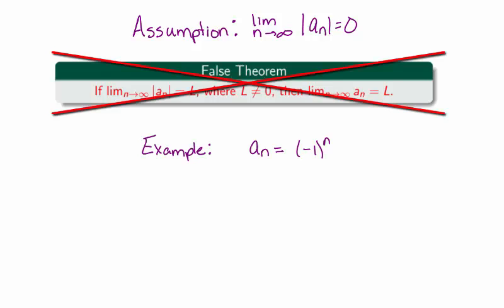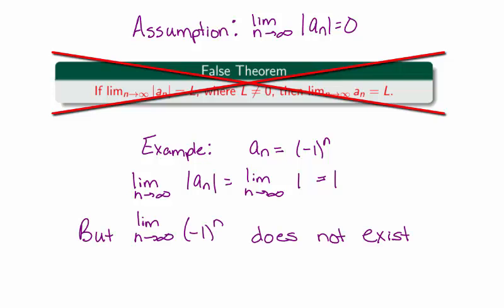For example, consider the sequence a_n equals negative 1 to the n. We have that the limit as n goes to infinity of the absolute value of a_n equals the limit as n goes to infinity of 1, which equals 1. But the limit as n goes to infinity of negative 1 to the n does not exist.